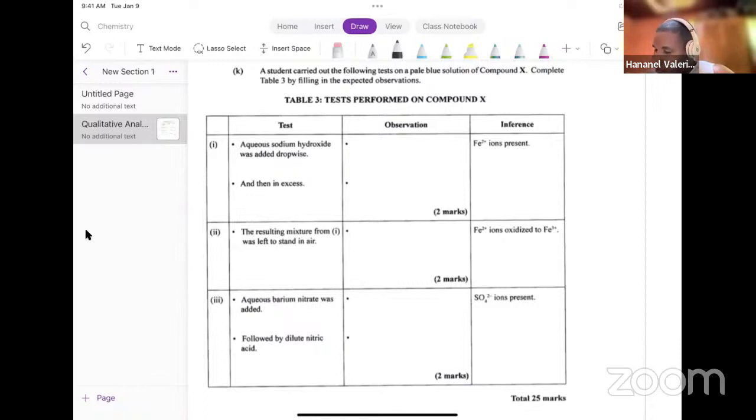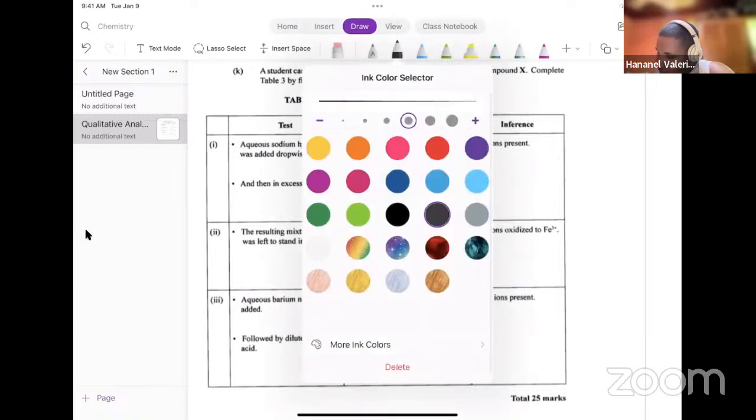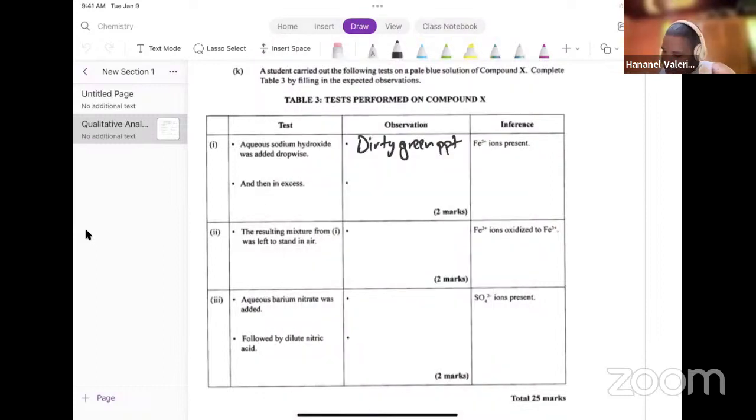So we say that the Fe2+ ions are present. Now the observation that we should have seen after we added sodium hydroxide is a dirty green precipitate, okay? A dirty green precipitate. That is what we should have seen. And then in excess, we should have continued to see a dirty green precipitate because it is insoluble. So you'll have gotten 2 marks for writing the same thing twice. It's something that demands a lot, but it's actually very easy to understand.